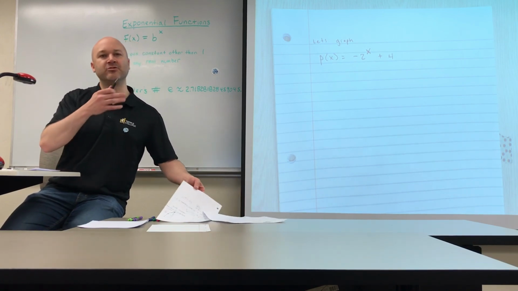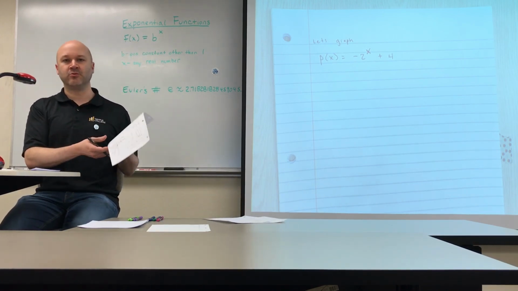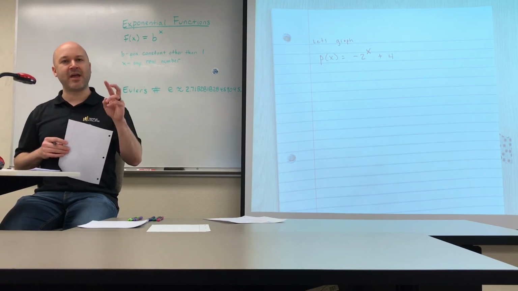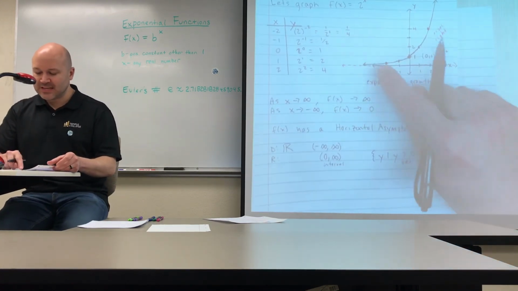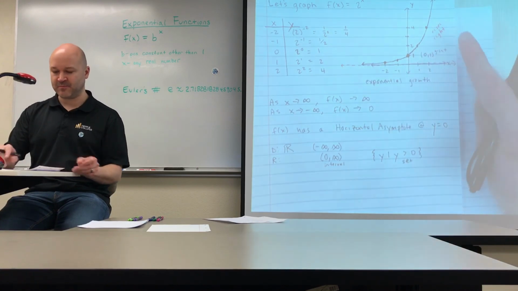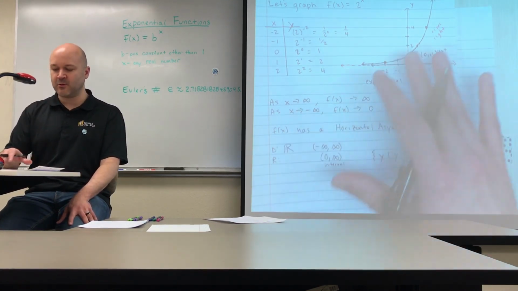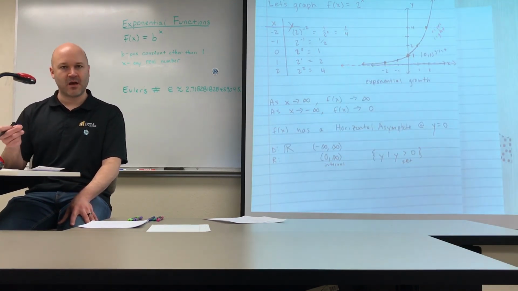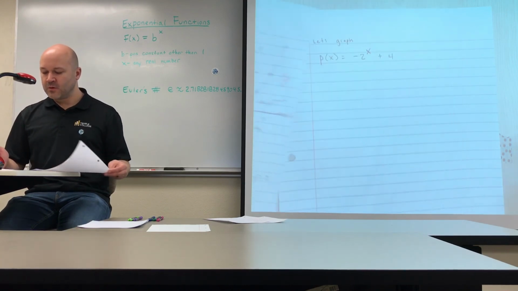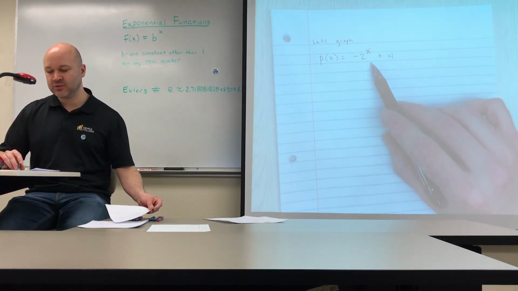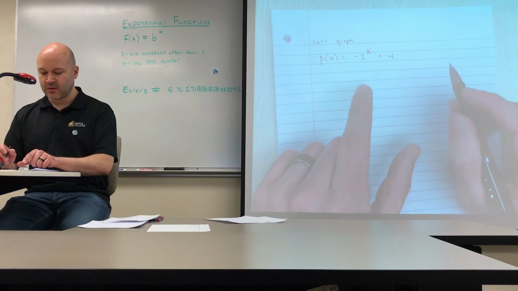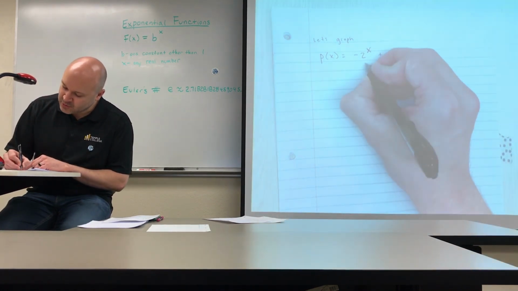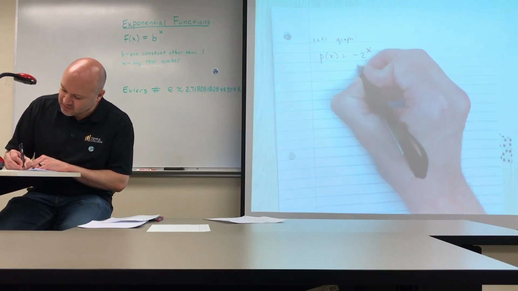When we first introduced these transformation rules, we applied them to these parent functions. Well, I'm treating this as my parent function. I'll graph this a few times and I'll know this shape and I'll know these points very quickly. So I'm just going to apply transformation rules to that parent graph. So I'm going to take care of this first.